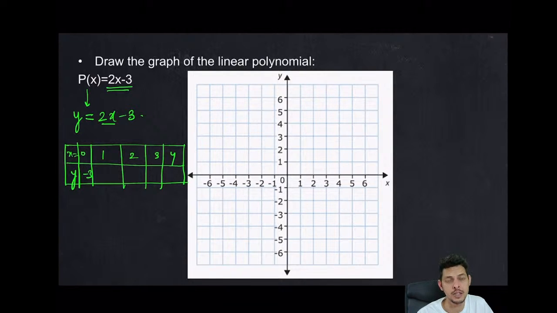2 times 0 minus 3. When x is 1, this will turn out to be minus 1. When x is 2, this will turn out to be 1. When x is 3, this will turn out to be 3. And when x is 4, then this will be 5.